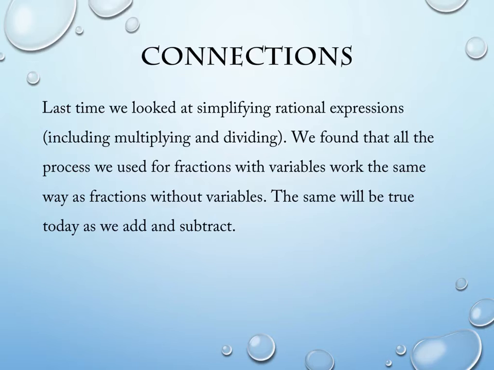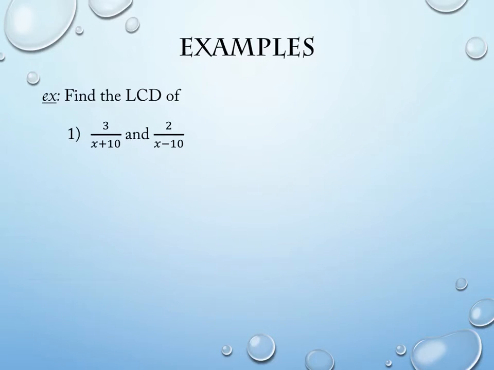So last time, we actually looked at simplifying rational expressions, including multiplication and division. We found that all the processes that we learned for fractions with variables work the same way as fractions without variables. The same will be true today as we add and subtract. So our goal, generally speaking, is to get the denominators to match in some fashion. And we can't just sort of adjust them to be what we want. We have to actually make them equal using properties we've discussed about fractions.